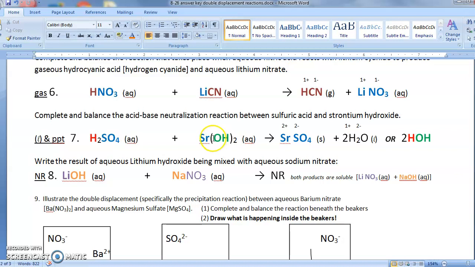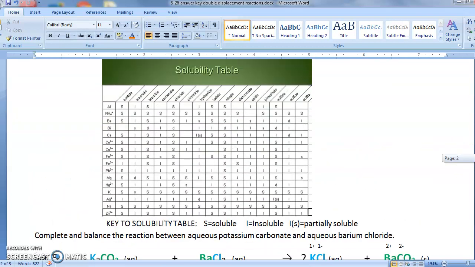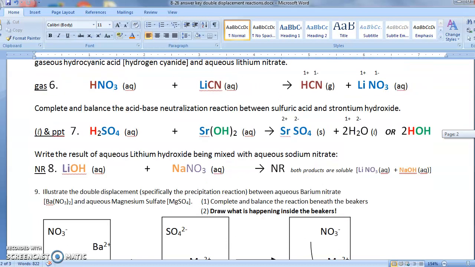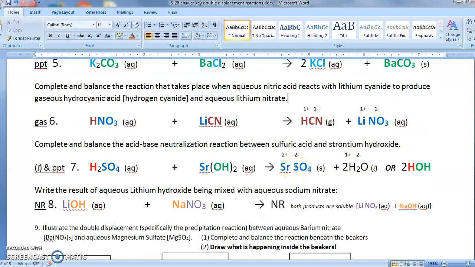What happens here? Well, the Sr 2 pluses will bump into the SO4 2 minuses. In this particular case, again, we don't have strontium on this chart either. But when we look on other charts, we will see that SrSO4, strontium sulfate, is insoluble. It will precipitate out of solution. So when the strontiums bump into the sulfates, they will join up and water cannot keep them separated. They'll precipitate out of solution.